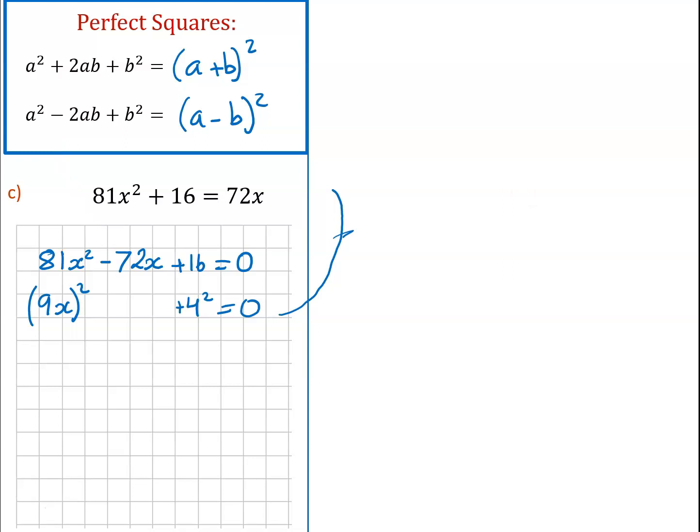So what if I try to write it in this form? What's my A? My A is 9x. What's my B? My B is 4. Okay, let's give this a go then.